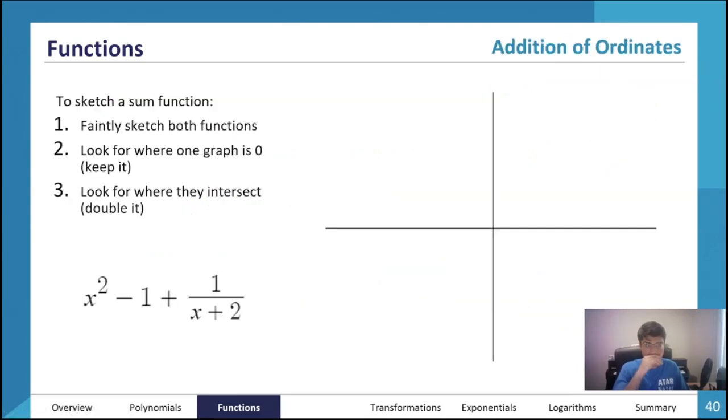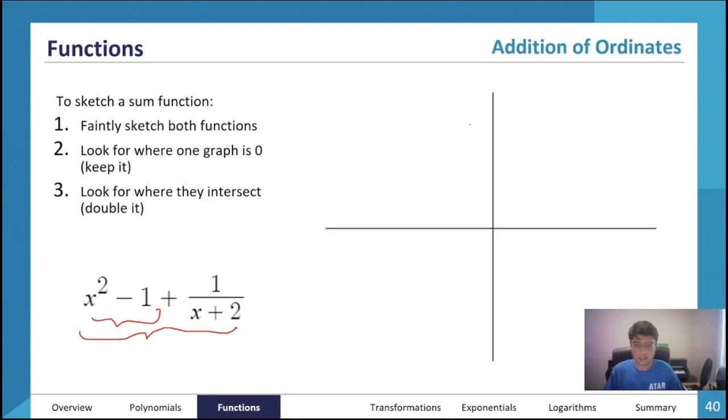Okay, so to sketch a sum function, these questions are a little bit tough, and you won't really see them much in the exam. They're usually going to be the really high level differentiator questions, but that's what makes them all the more important to know how to do. So the first step to sketching a sum function is we faintly sketch both functions. We've got a function that we can trial this method with here. We've got x squared plus 1, that's our first part, and then 1 over x plus 2.